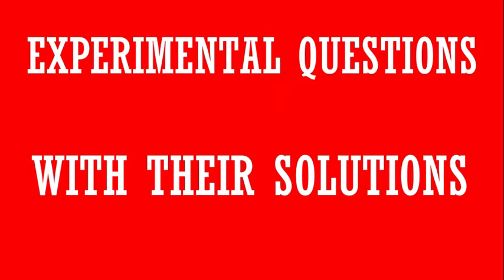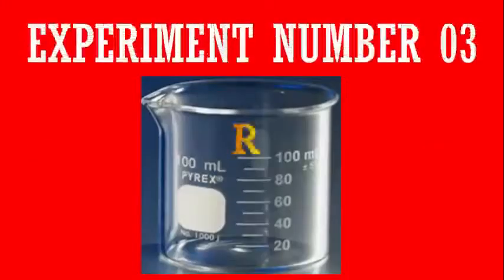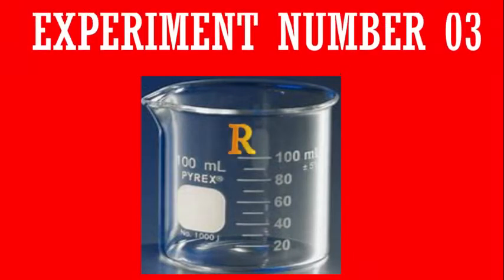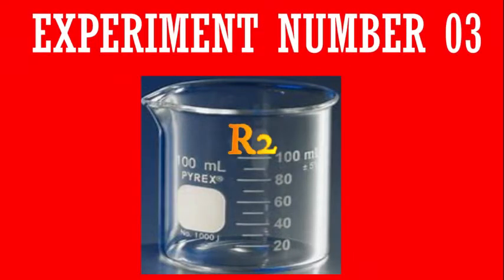Okay, let's proceed with our lesson. In today's lesson we start experiment number 3. Remember that we are still on determination of atomic mass and the identification of an unknown element in a compound. Experiment number 3, you are provided with the following solutions: solution R1 and solution R2.